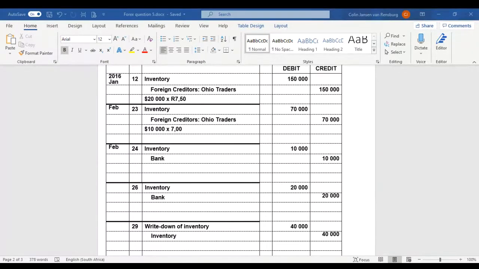But now, at the end of the year, we must go and judge: is that a fair presentation? How are we going to do that, ladies and gentlemen? We are going to say, what do we owe this creditor?